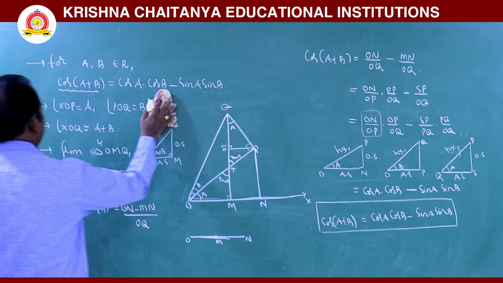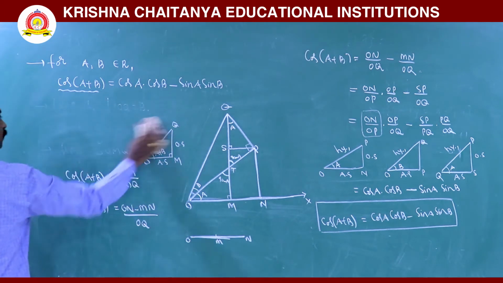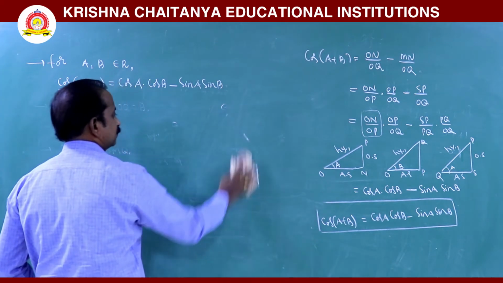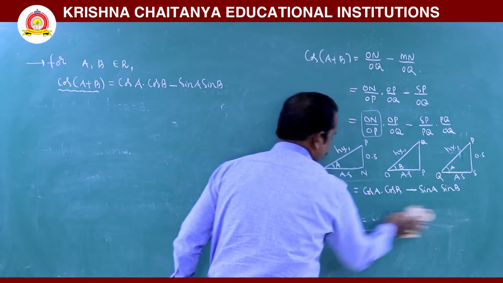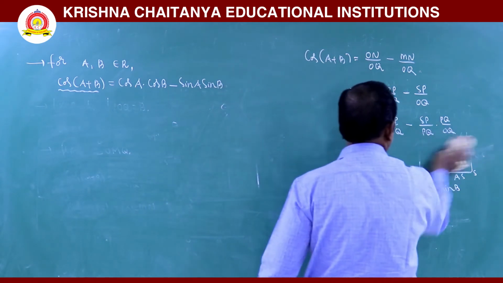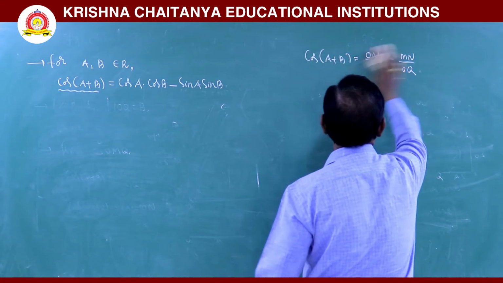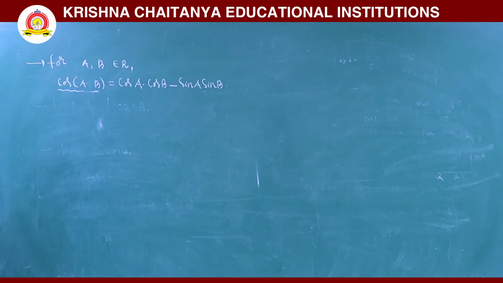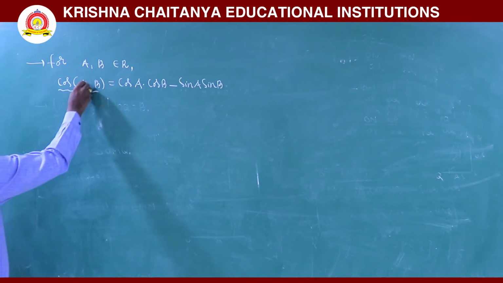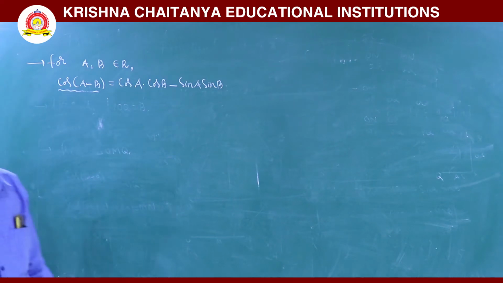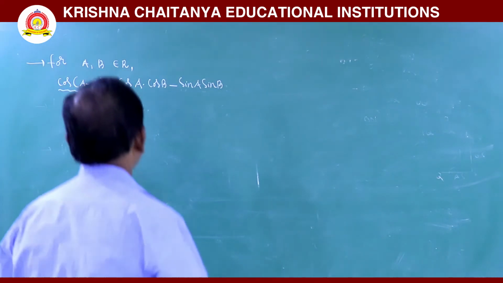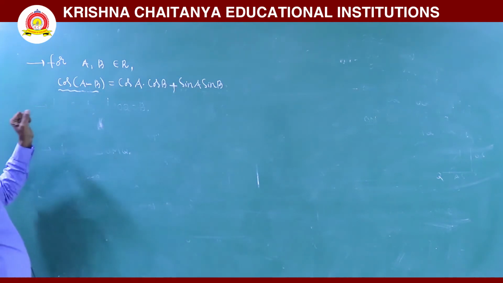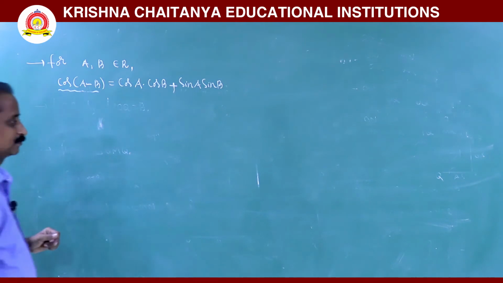And now we can consider another proof, cos of A minus B. What is cos of A minus B? For A, B belonging to R, cos of A minus B is equal to cos A cos B plus sin A sin B. How to prove cos of A minus B?